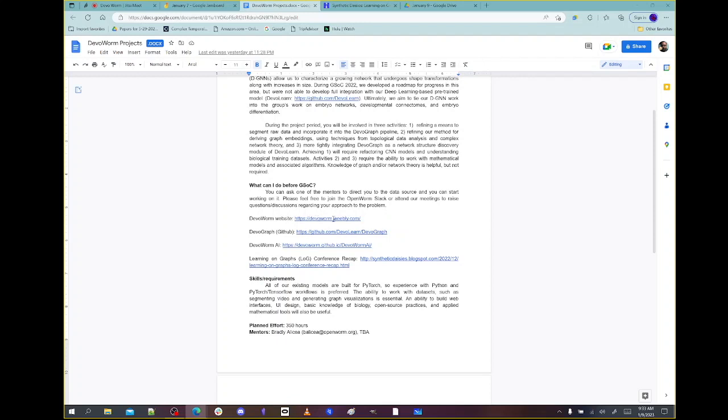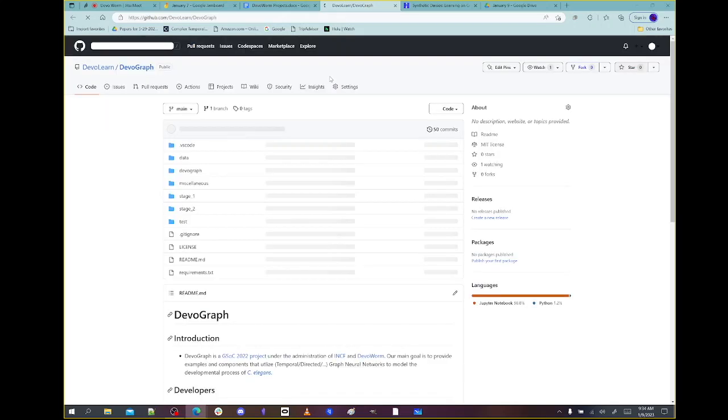We don't really have much on graph neural networks right now, but you can get a sense of what we're doing in the group. We have the DevoGraph software on GitHub. We have our DevoLearn repository, which involves a lot of the work we've done with deep learning. In the DevoLearn repository, we have DevoGraph, which is basically, last fall I took a lot of the stuff from the Google Summer of Code project and published it into the repo.